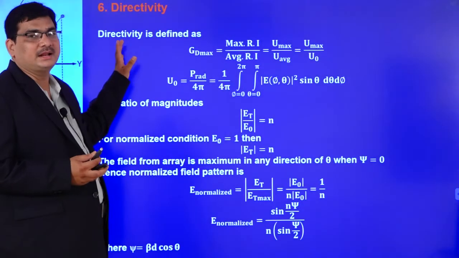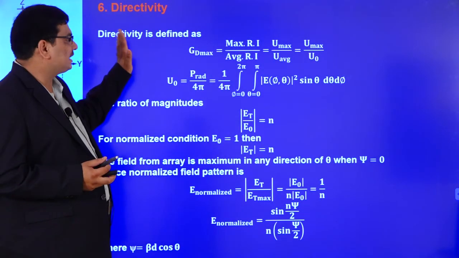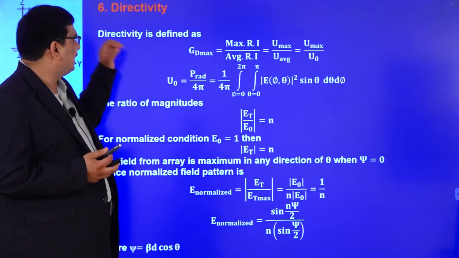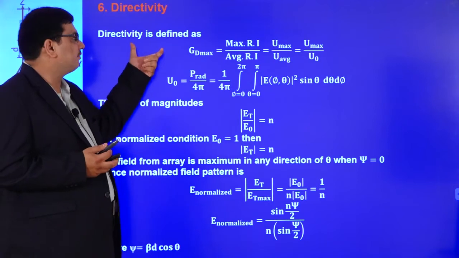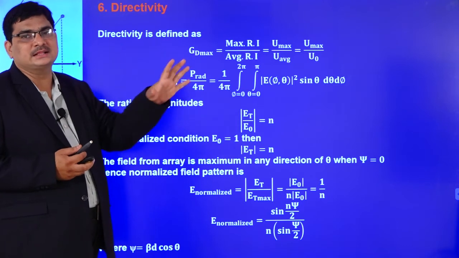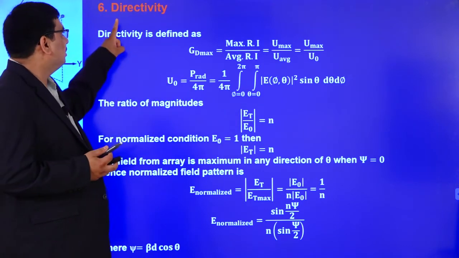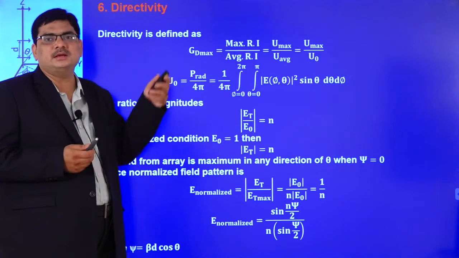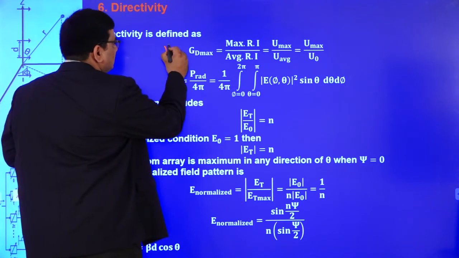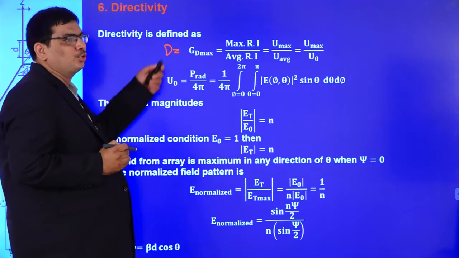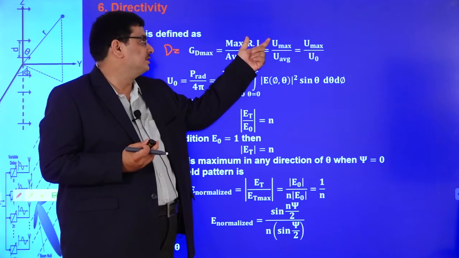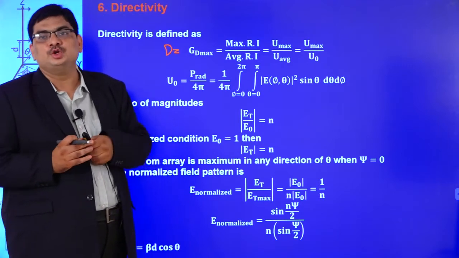The next important parameter is directivity, and the maximum beam direction. What is directivity? It is the direction in which you have maximum field strength. How can we define directivity? Directivity D is equal to the maximum directive gain, which is equal to the maximum radiation intensity by the average radiation intensity, so U max by U average.